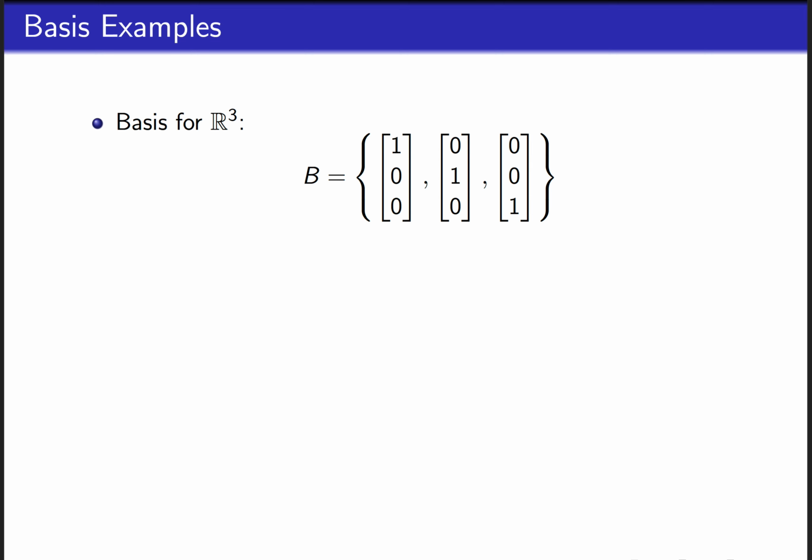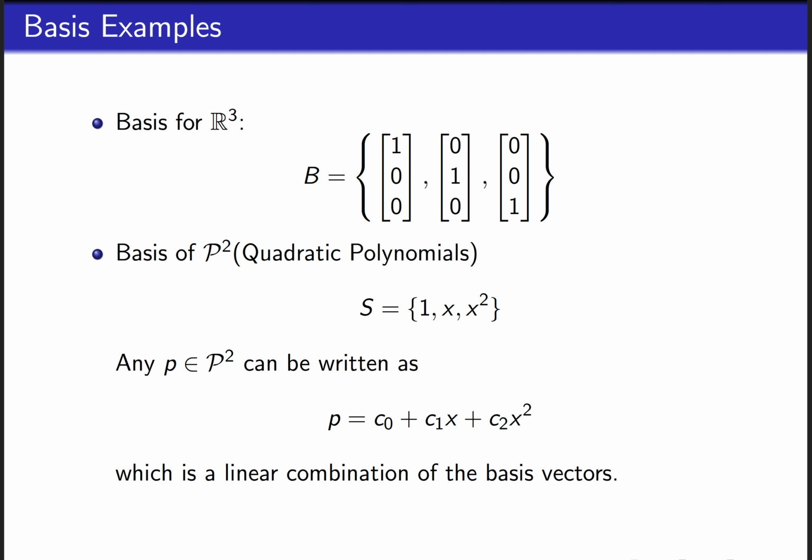For an example, we have the well-known basis for R3, and we have these three vectors (1, 0, 0), (0, 1, 0), (0, 0, 1), and it's easy to see how any vector in R3 can be written as a linear combination of these three vectors, and there's really only one way to write it as a linear combination of these three vectors. Next, we'll consider the vector space P2.